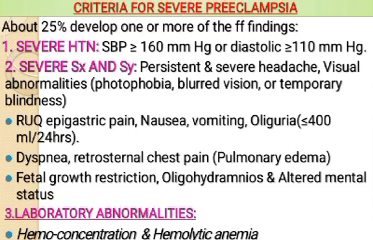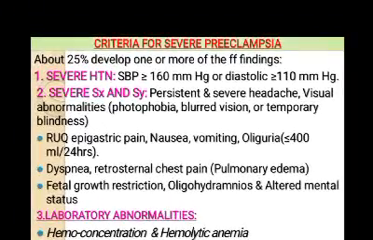3. Laboratory abnormalities: hemoconcentration and hemolytic anemia, thrombocytopenia of less than 100,000 per microliter, elevated serum creatinine concentration greater than 1.3 mg per dL, and elevated liver enzymes, that means twice the upper limit of normal.